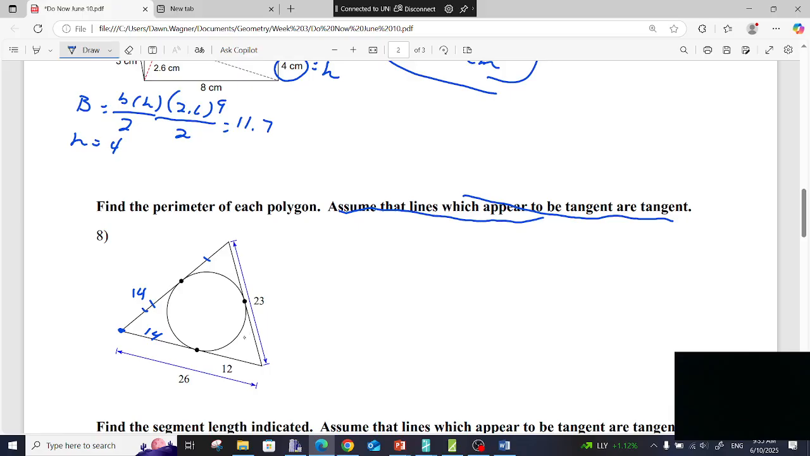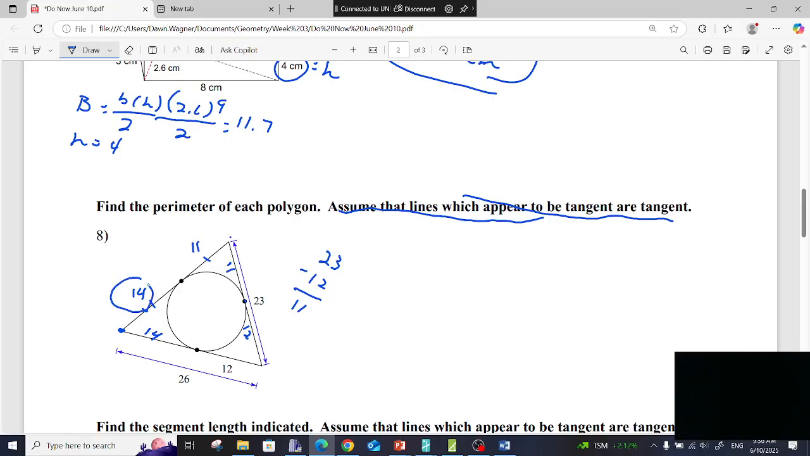Okay, so I still need to find this piece. If I could find this, these two would be equal. Well, if from here to here is 12, then from here to here is also 12. So 23 minus 12 is what? 11. So this piece from here to here is 11, which means that this is 11.